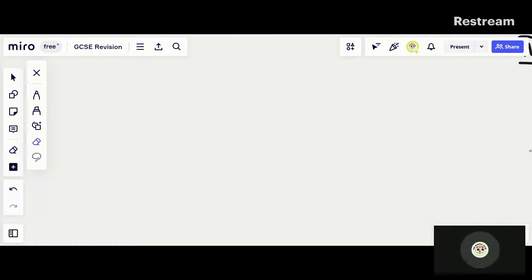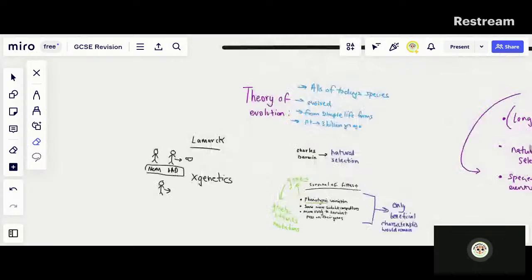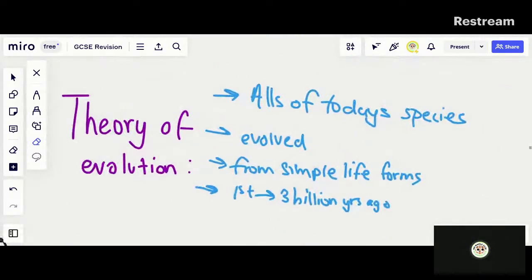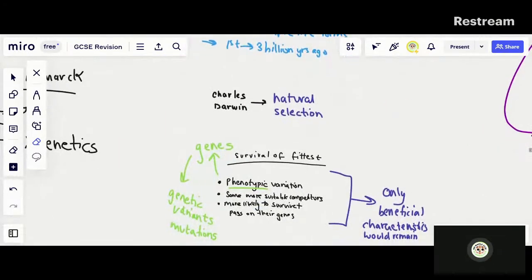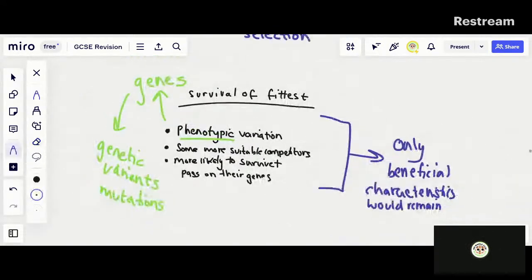Because remember, what did Darwin say? Darwin said that all of today's species have evolved from simple life forms. And he also said this happens because of survival of the fittest, which is phenotypic variation. And after they realized that genes existed, which was actually after Darwin's time, genes supported his idea because the phenotype, the physical characteristic, is actually controlled by the genotype, the genes.